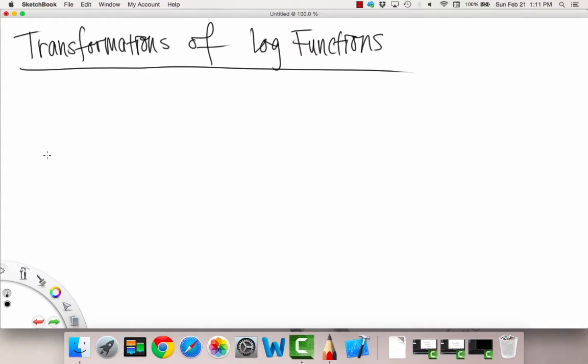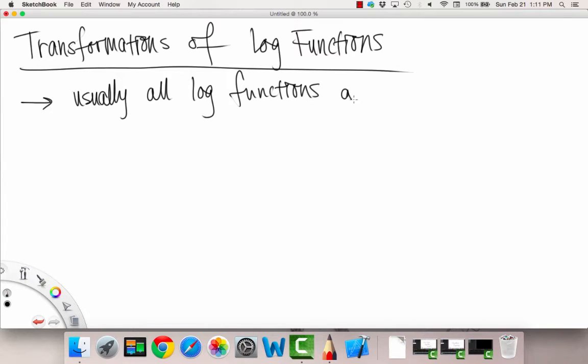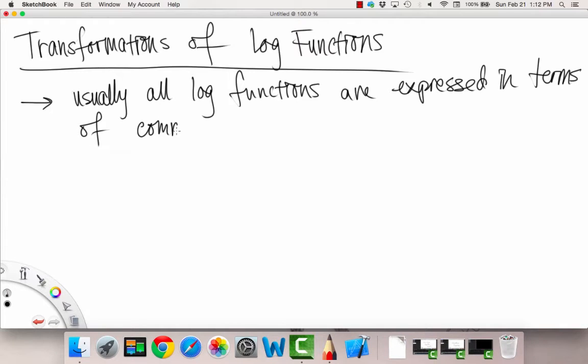So the first thing that we want to address is simply stating that typically all graphs of log functions, so I'll just write usually, all log functions are expressed in terms of something pretty simple, of the common log, which is log base 10, so log base 10 of something, or the natural log, which is ln of something, which is like log base e, okay?